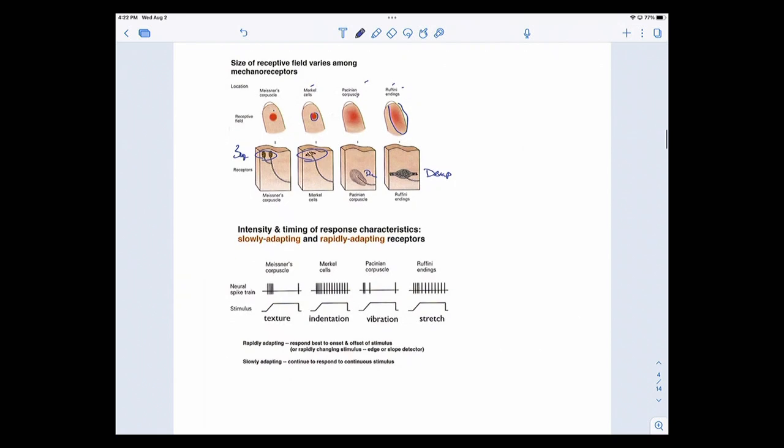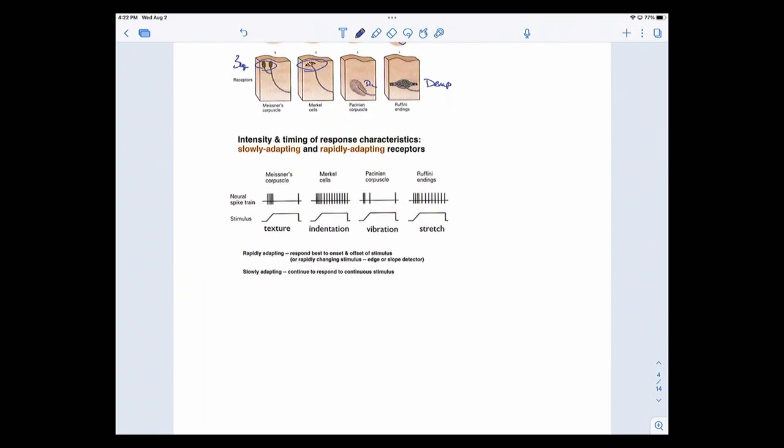Now let's go ahead and define what rapid adapting and slow adapting is, and we'll wrap this section up. So what happens if you have a rapid adapting type of receptor? A rapid adapting type of receptor is a receptor that's really, really sensitive to change. And then once you do the change, the signal slows down profoundly or even stops. So take, for example, your Meissner corpuscles and your Pacini corpuscles.